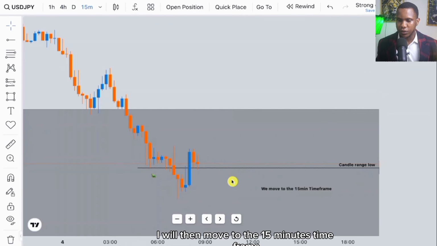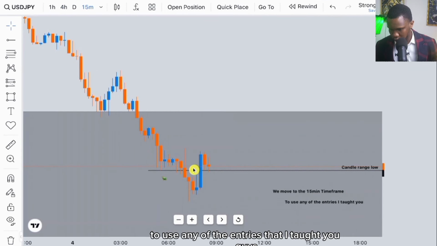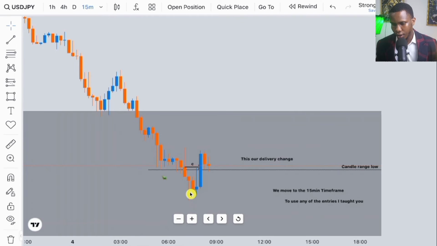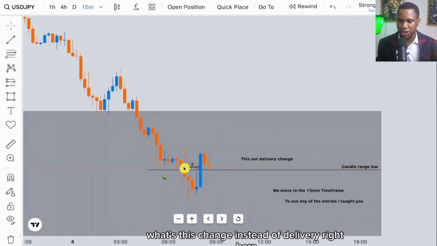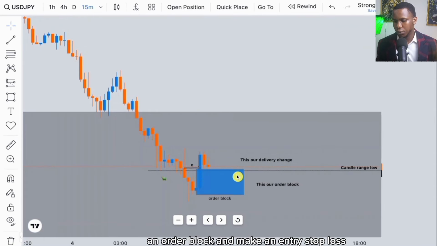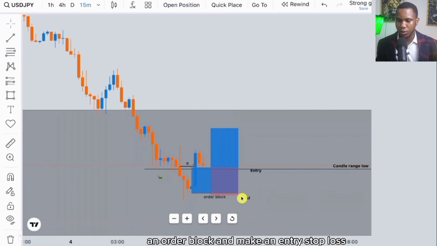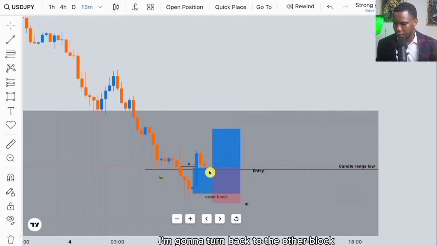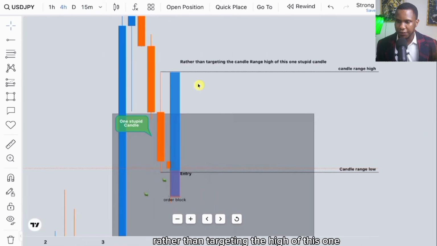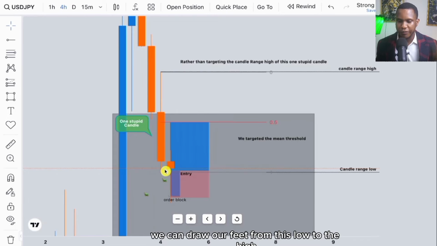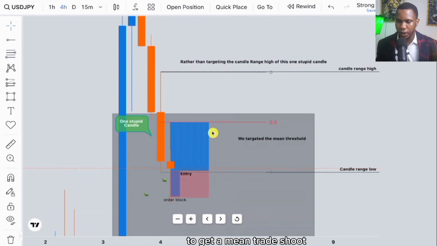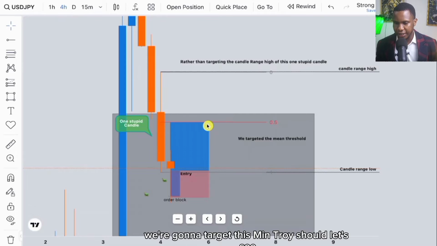I will then move to the 15 minutes time frame to use any of the entries that I taught you guys. Number one, we have this change state of delivery right here. We can mark out an order block and make an entry with a stop loss. I can return back to the order block. Rather than targeting the high of this one stupid candle, the candle range high, we can draw our fib from this low to the high to get a main threshold. We're going to target this main threshold. Let's see.